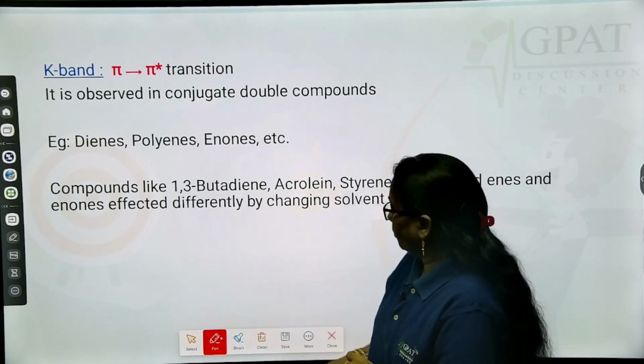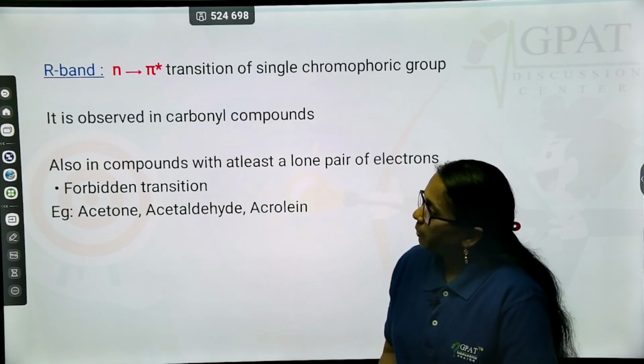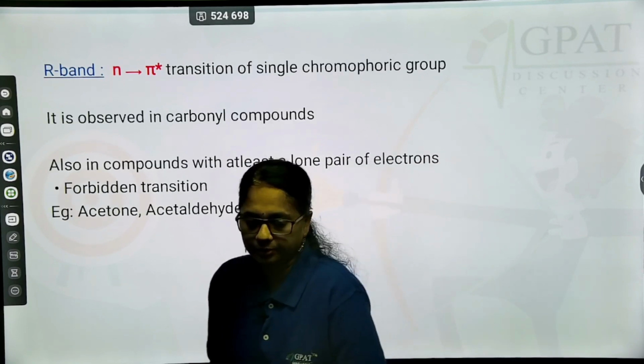Okay. Next, if you observe the last absorption band, which is nothing but the R band.